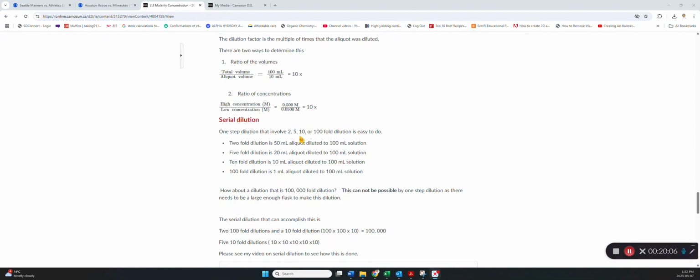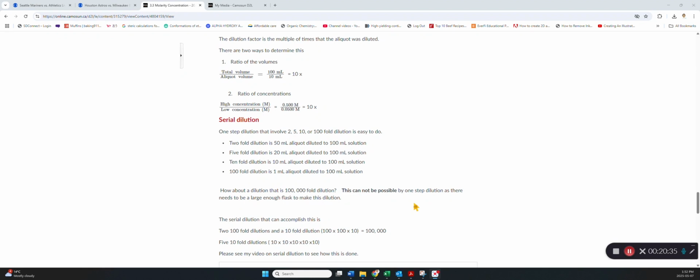We could do a 5-fold, 10-fold, 100-fold dilution, or 1 ml of aliquot in 100 ml of solution. So twofold is a 50 ml aliquot diluted to 100 ml, or a 5-fold dilution is a 20 ml aliquot diluted to 100 ml solution, and so on. But how about if we have a 1,000-fold dilution or a 1,000,000-fold dilution?